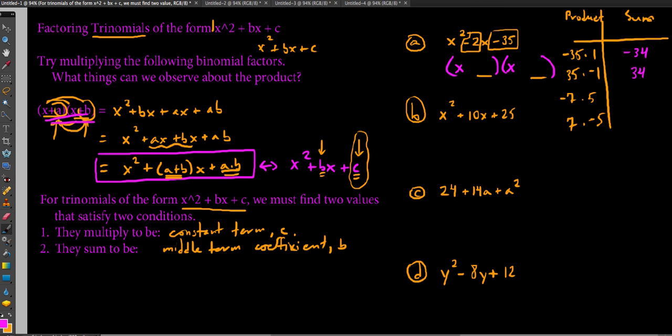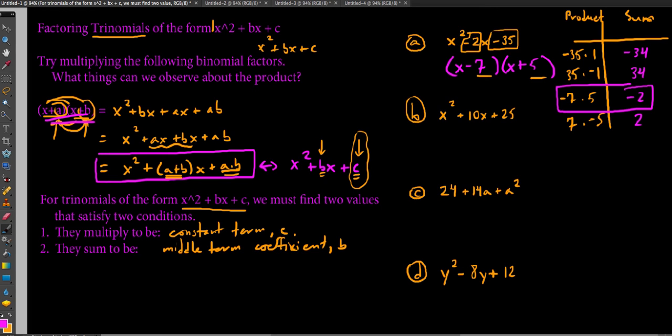When we talk about negative 7 plus a positive 5 is a negative 2, well, positive 7 plus a negative 5 is a positive 2. So we get these different combinations, and you can see that we actually found one that does this here, as a matter of fact. So what we're going to put is x minus 7 up here and x plus 5.